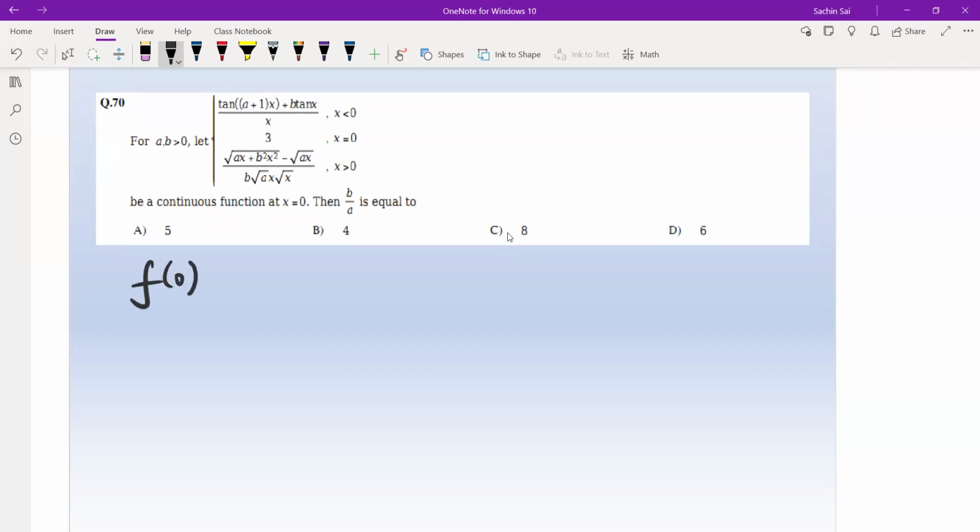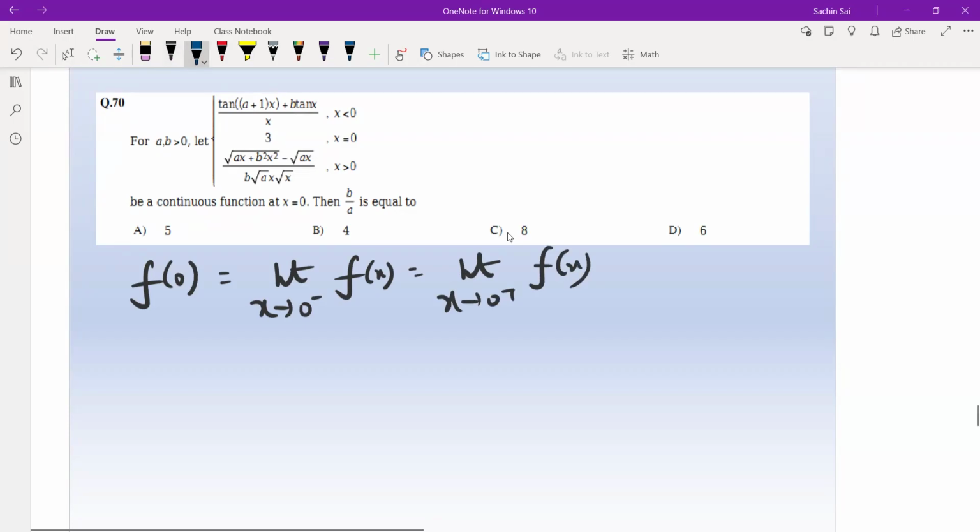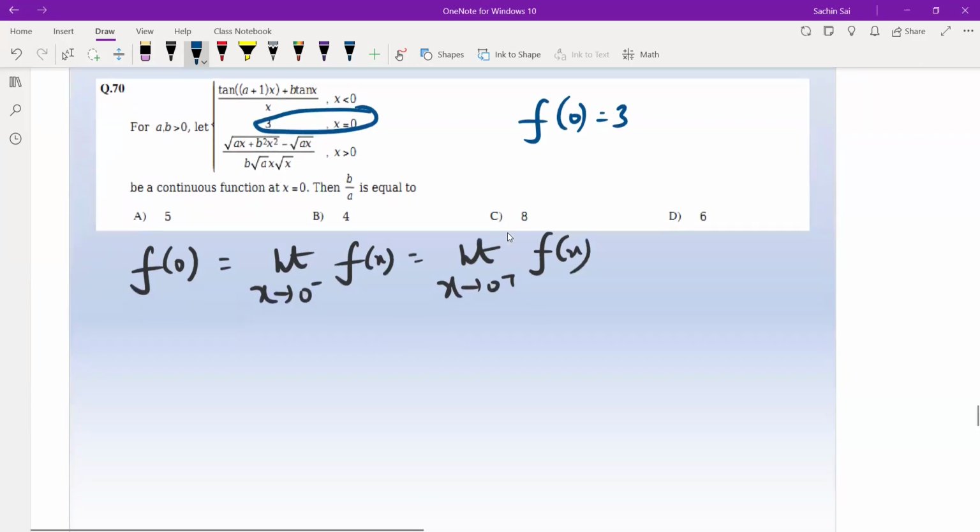So f of 0 must be equal to the limit as x tends to 0 minus of f of x, which equals the limit as x tends to 0 plus of f of x. Now, according to the question, f of 0 is 3, right? Because it is given that f of x is 3 when x equals 0. Now we need to equate the left limit and the right limit.